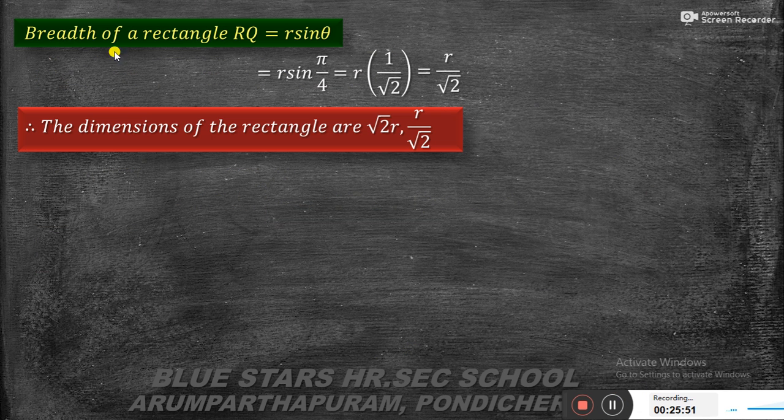Next I calculate the breadth of the rectangle. Breadth of the rectangle is RQ equals r sin θ, r into sin π by 4. Sin 45 degrees equals 1 by root 2, therefore r by root 2. Therefore the dimension of the rectangle is root 2 r by r by root 2. This is the length and the breadth. In this question they ask about the dimension of the rectangle. Dimension means length and breadth. So length is root 2 r and the breadth is r by root 2. This is the answer.